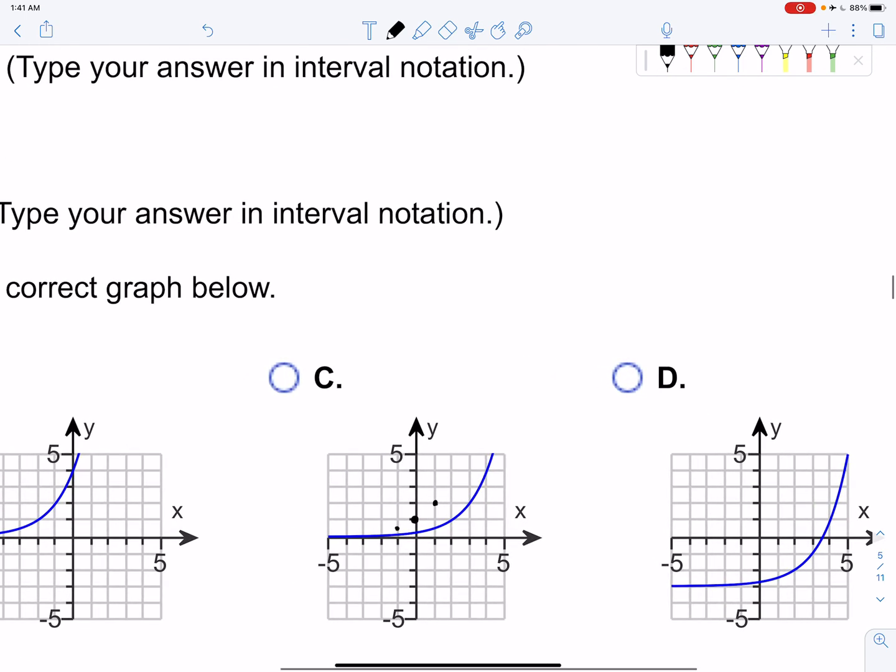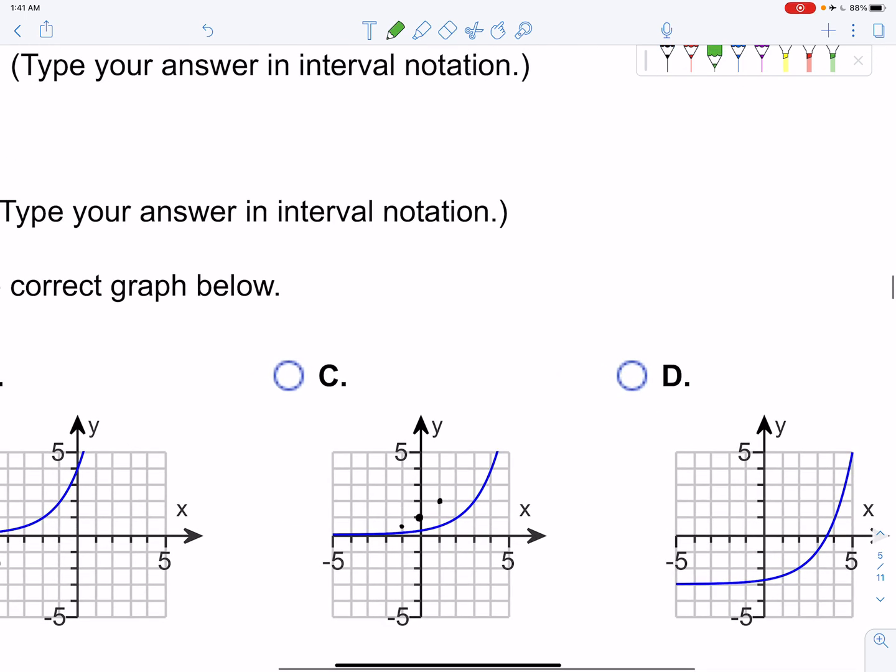Let's see if it did shift to the right 2. Take this point and go right 1, 2. Yep, looks good. Shift this one 1, 2. Yep, this one 1, 2. This is definitely shifted to the right 2. So this must be our graph.